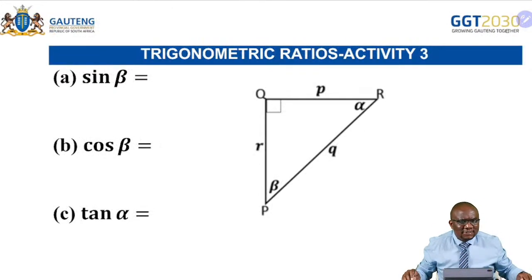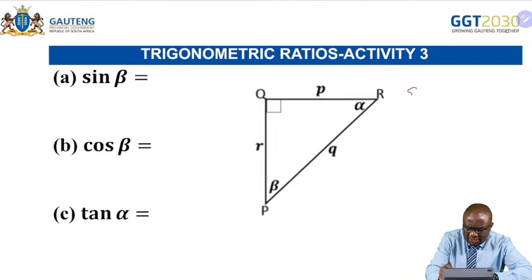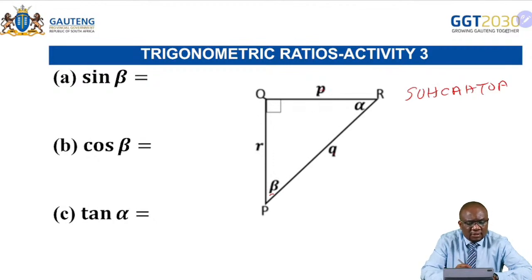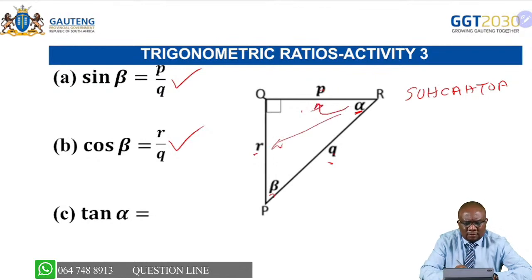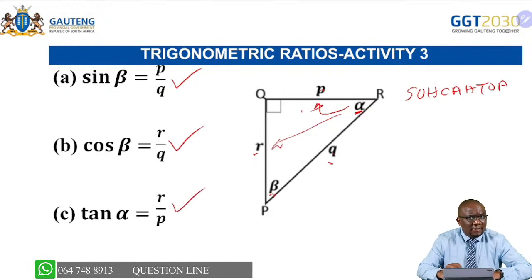Welcome back. I'm sorry they gave you a short time, but there's nothing we can do. I hope you managed to utilize the 1 minute. So sine beta, SOHCAHTOA, just remember to write it till you get used to it. Sine beta, opposite over hypotenuse, is P over Q. Mark that. And then cos beta is adjacent over hypotenuse, so it's R over Q. Then tan alpha, please be careful there. We're talking about alpha now. Tan alpha is opposite over adjacent, so it's going to be R over P. Mark that. Well done.